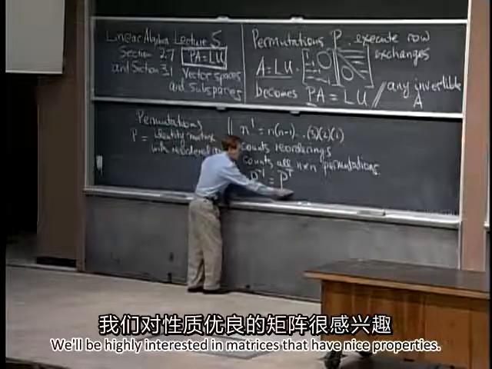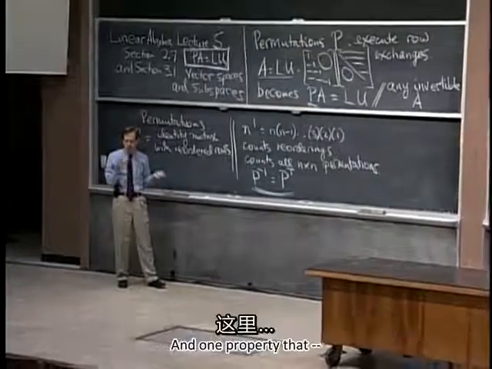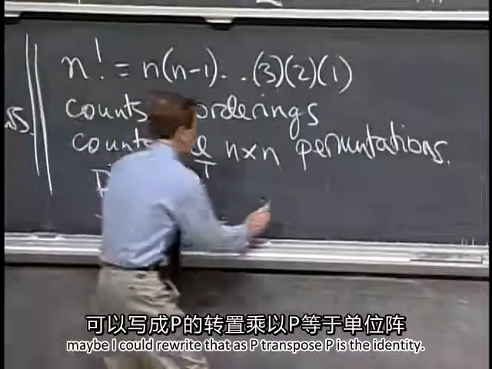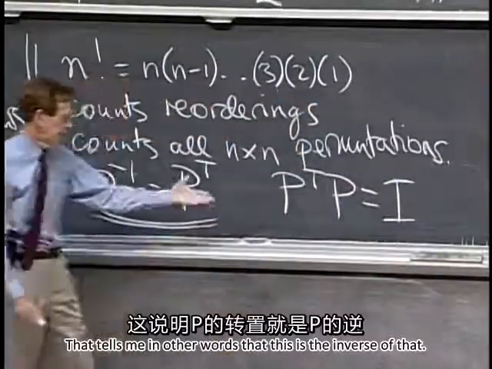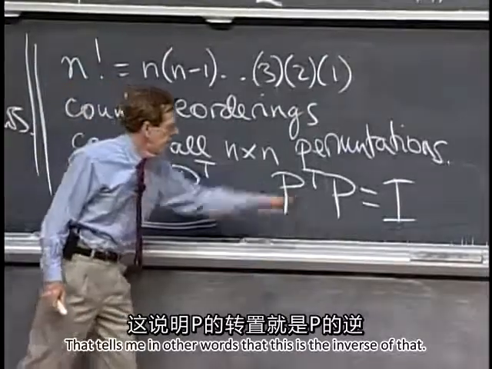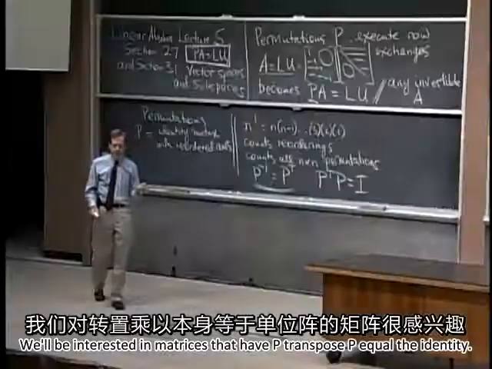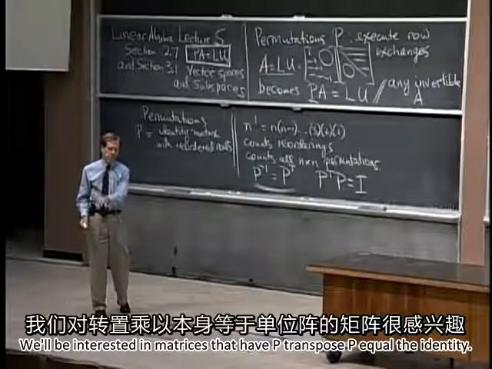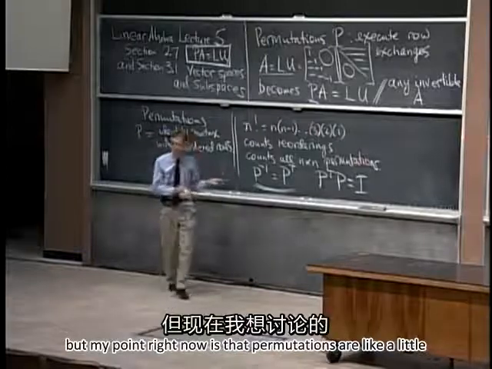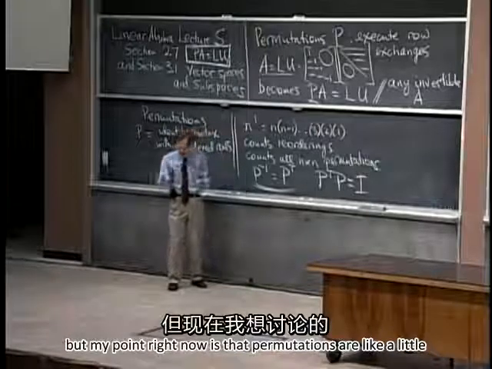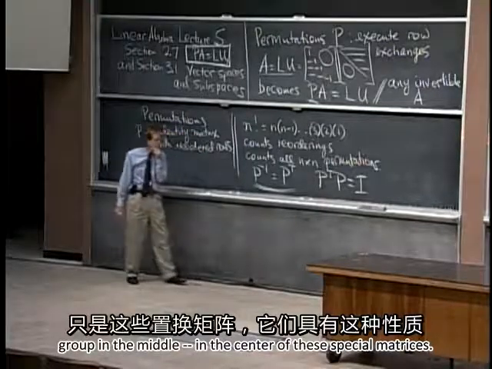So we'll be highly interested in matrices that have nice properties. And one property, maybe I could rewrite that as P transpose P is the identity. That tells me, in other words, that this is the inverse of that. Okay. We'll be interested in matrices that have P transpose P equal the identity. There are more of them than just permutations, but my point right now is the permutations are like a little group in the center of these special matrices.